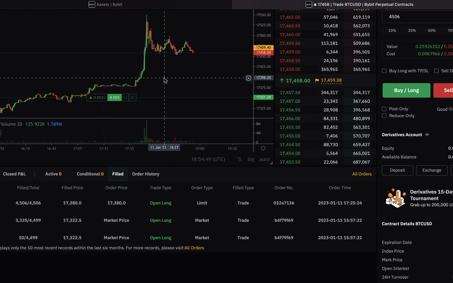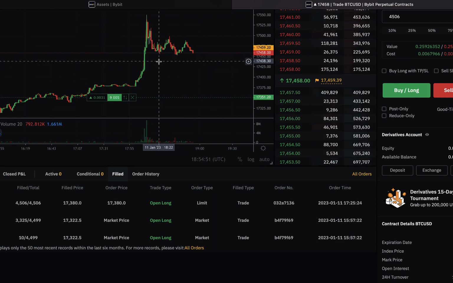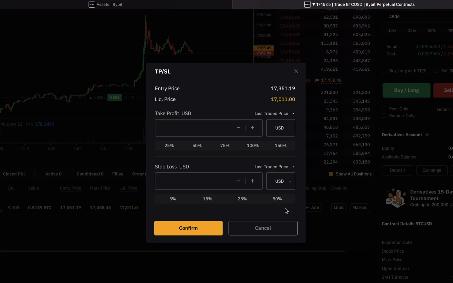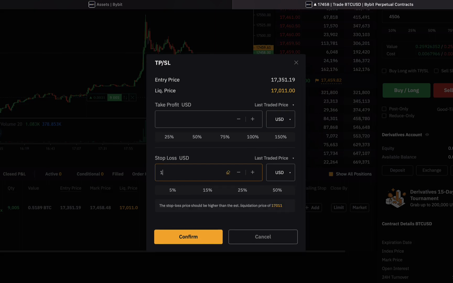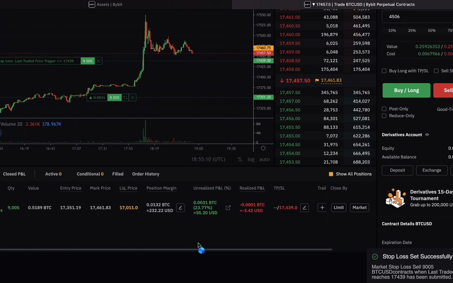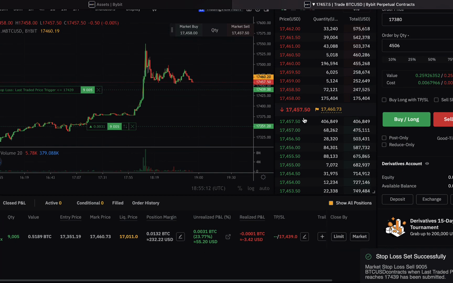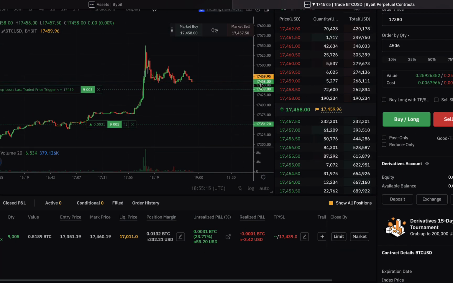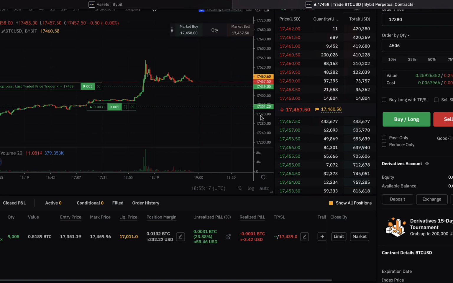Now what I should have done before I started making dinner was to put a stop loss round about here. So let's say 17,439, something like that. So let's go here and put in 17,439. Okay, so that's that. I mean, it might come down there, but hopefully it will go up again. If it comes down, I'll make a little profit. No big deal. If it goes up, I'll try and make a profit as well. So that's what I'm doing over there.